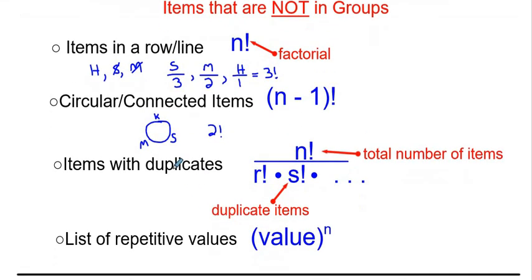Okay, you could also have duplicates. Now, the idea of a duplicate here is what if I was arranging these books and I had history, science, math, and then I had an identical math book. Well, you would actually divide out those duplicates.